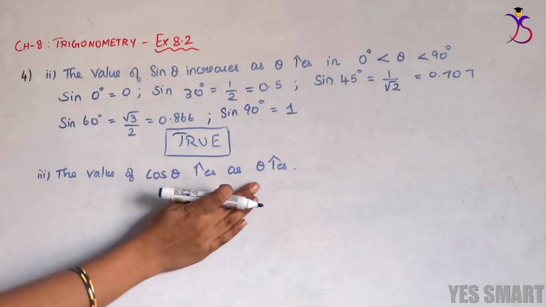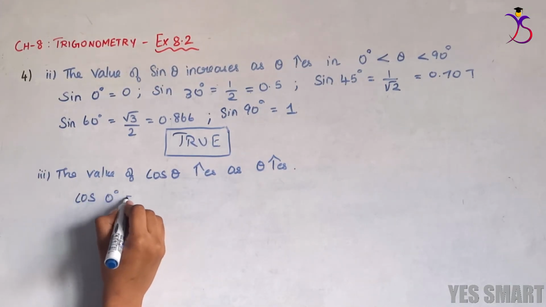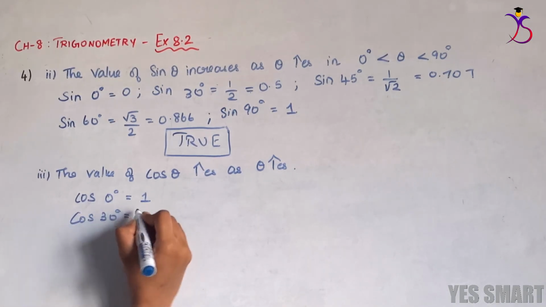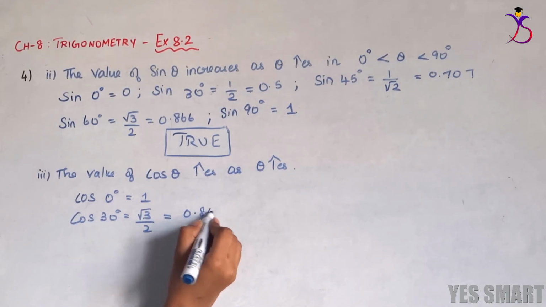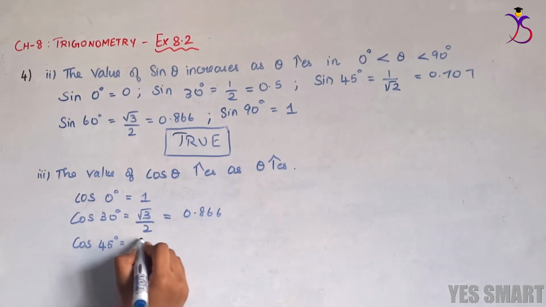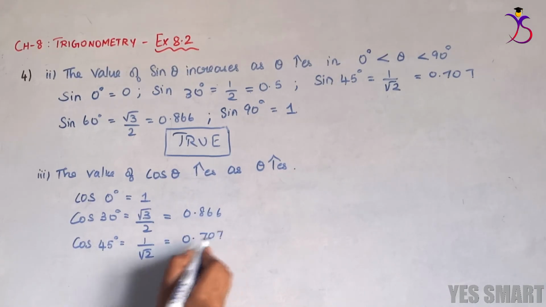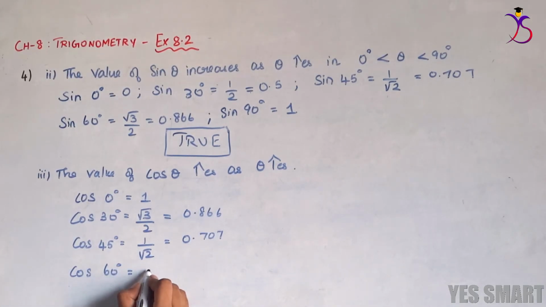Third subdivision: the value of cos theta increases as theta increases. Same as with sine, we will try a few examples. Cos 0 degree equal to 1. Next we will try cos 30. The value is root 3 by 2, which is 0.866. Now we will try cos 45. The value is 1 by root 2, which is 0.707. Next we will try cos 60 degree. The value is 1/2, which is 0.5. The final one, cos 90 degree, the value is 0.